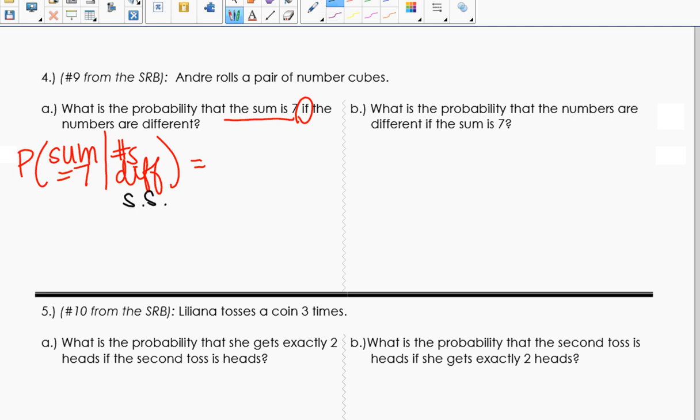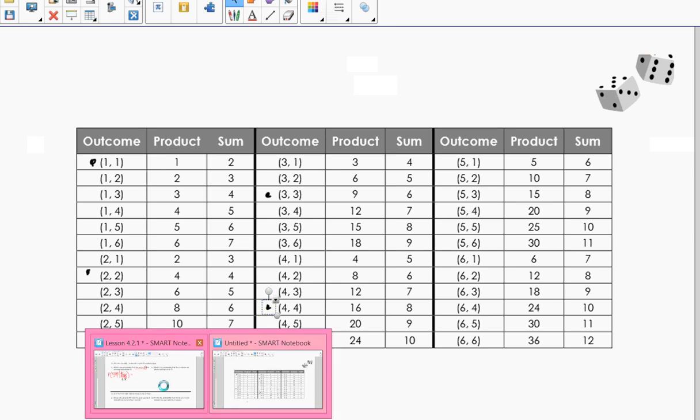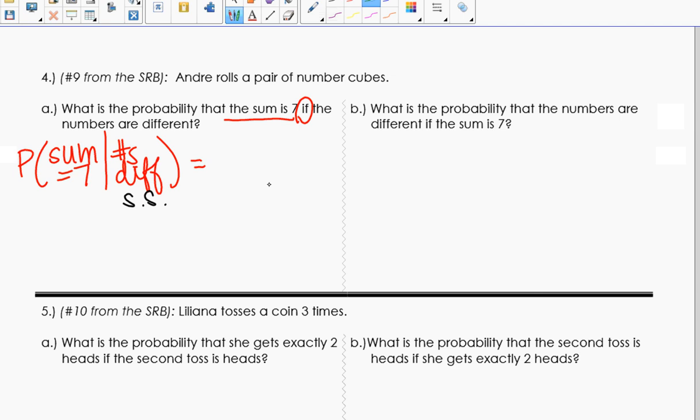So I'm going to go to my card sheet and I'm going to say, okay, how many of these options have numbers that are different? Well, if you look, I would actually do the opposite. We know we have 6 that the numbers are not different, because that's when you get doubles. So we know we have 36 total. So my new sample space is going to be out of 30, because that's the 30 options on your card sheet that have different numbers.